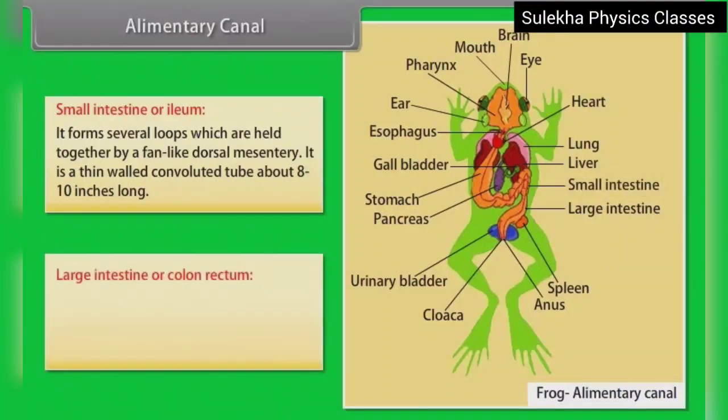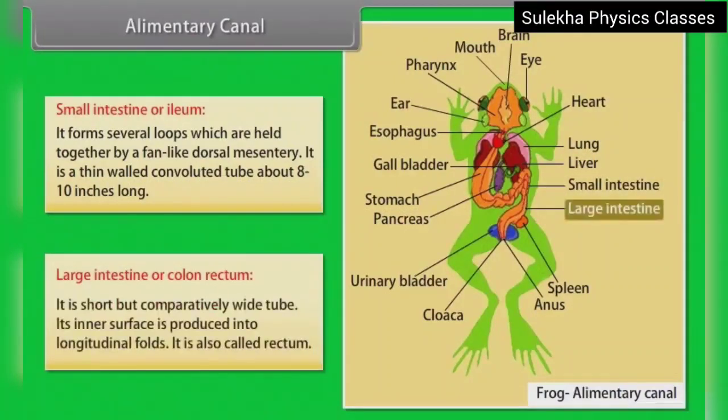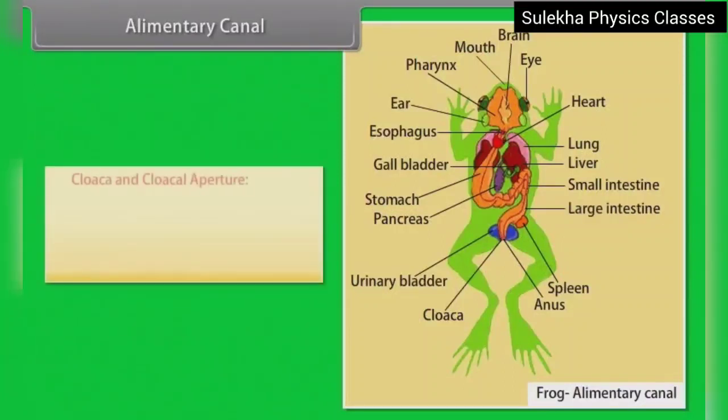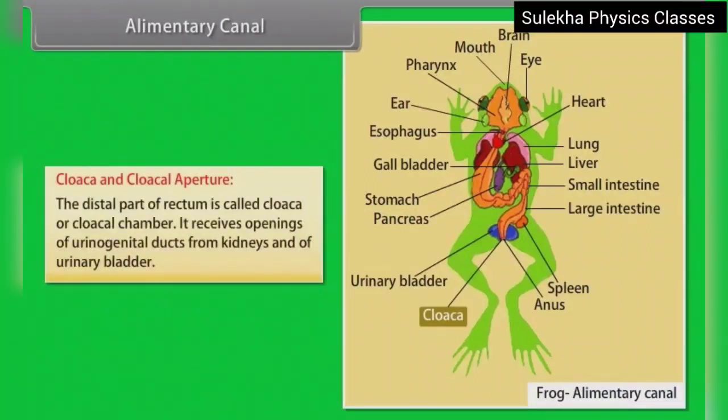Large intestine or colon rectum. It is a short but comparatively wide tube. Its inner surface is produced into longitudinal folds. It is also called rectum. Cloaca and cloacal aperture. The distal part of the rectum is called cloaca or cloacal chamber. It receives openings of urinogenital ducts from kidneys and of the urinary bladder.